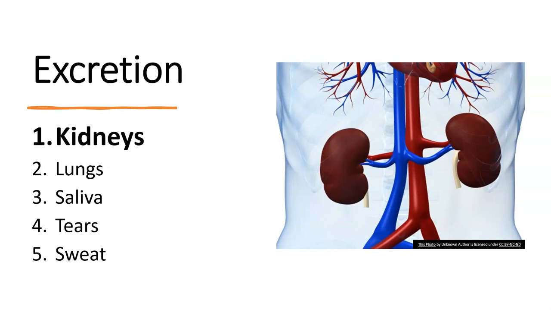Tears and sweat. Certain drugs can actually cause staining of contacts or staining of clothing because some of the metabolites are excreted through those means. But again, the number one most common is the kidneys. And then of course we also have feces, but those are things that haven't been absorbed. Those are things that go straight through your GI system.